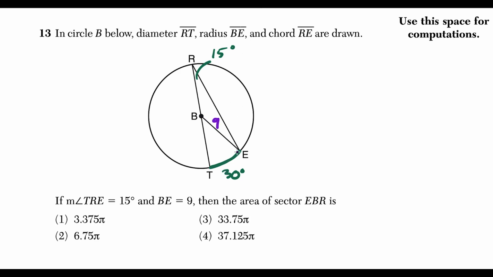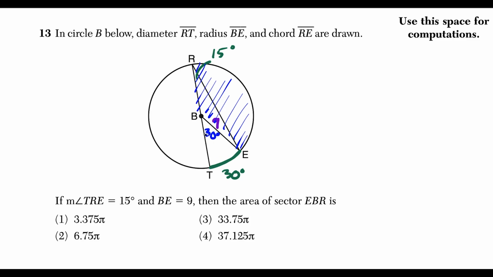So this is 9 units long. And we want to find the area of sector EBR. So we want to find the area of this space here. So what we have to know to find this area is the measure of this central angle, so we know what fraction of the total area to take. Well, if this angle here is 30 degrees, then this central angle is also 30 degrees, because central angles are equal in measure to the measure of the arcs they intercept.